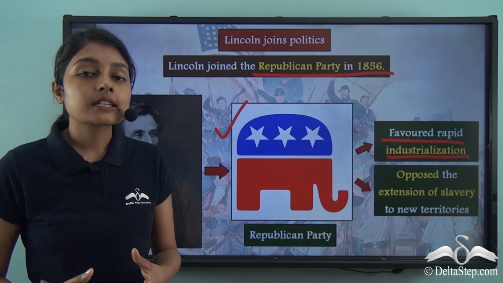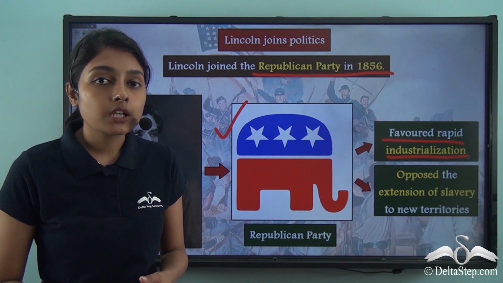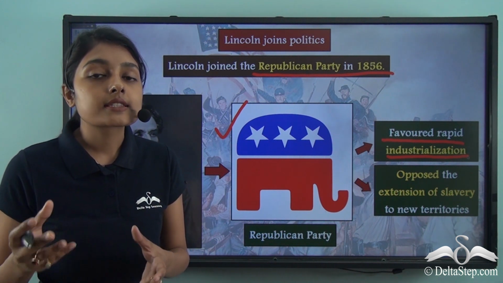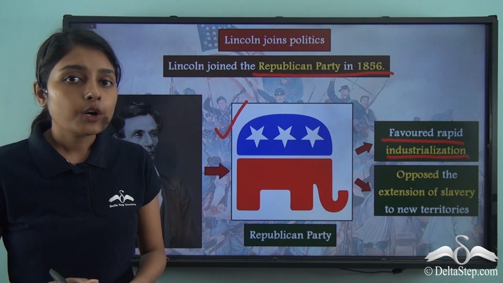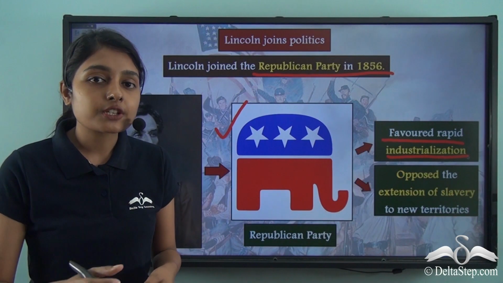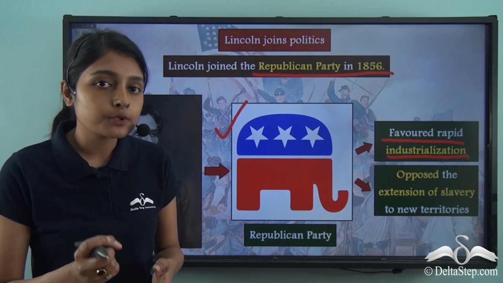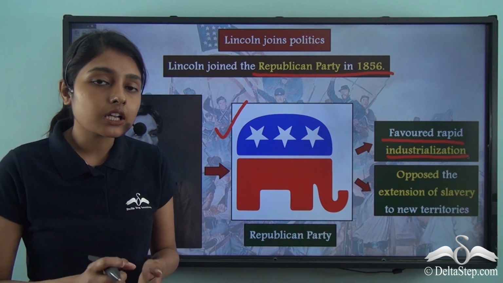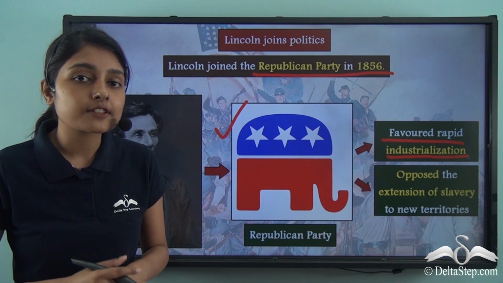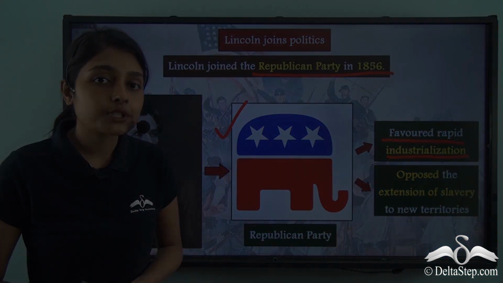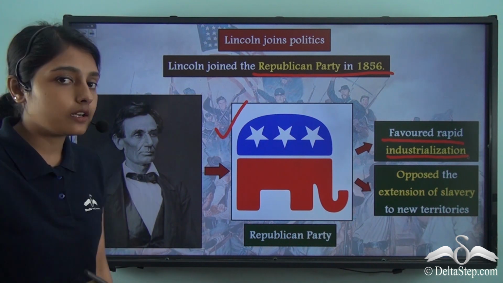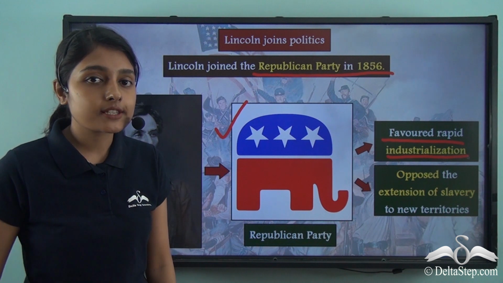We have learned that by agricultural expansion, we mean that more and more slaves were being required by the southern plantations. Now, if industrialization was favored and supported, agricultural expansion would be halted or it would come to an end. And if agricultural expansion can come to an end, the inhuman practice of slavery could also be abolished. It is this goal of the Republican Party that had inspired Abraham Lincoln into joining this party.